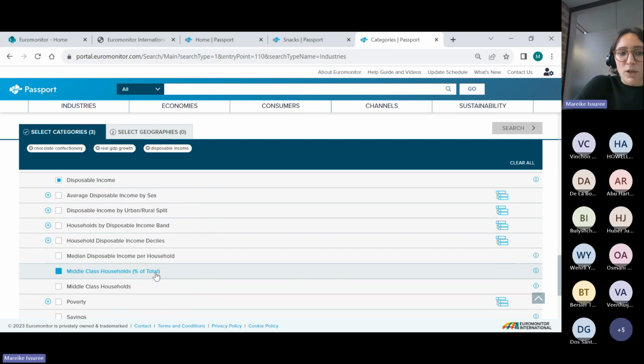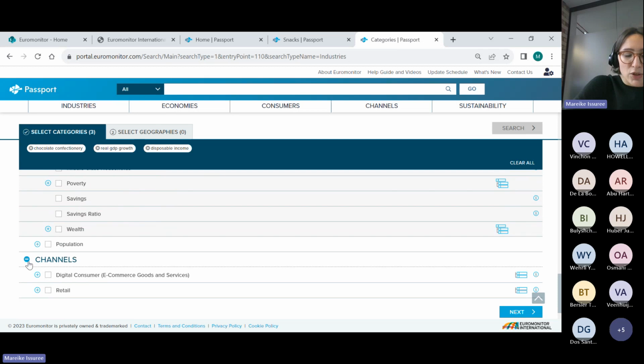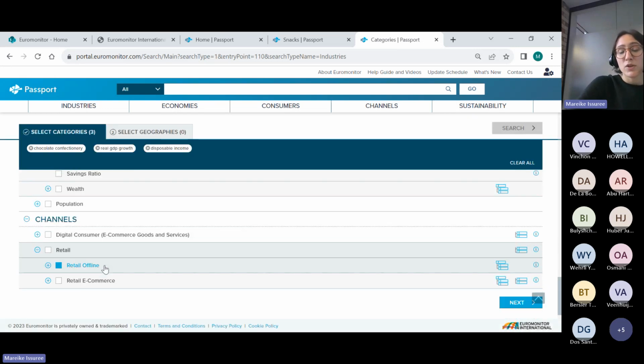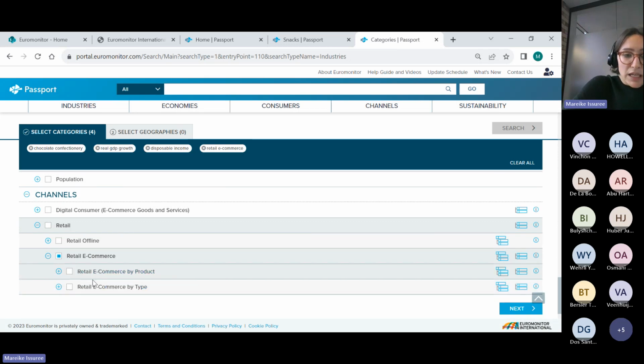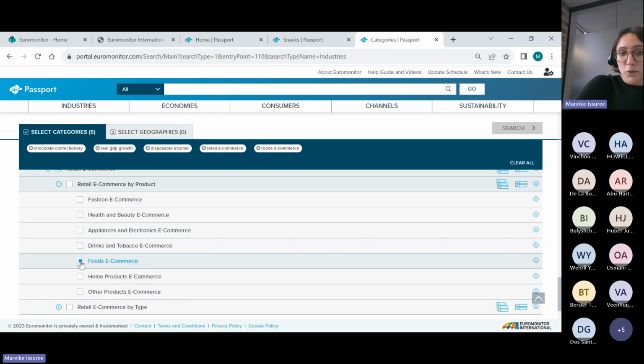And then lastly, I want to select an indicator from channels, which I can do. So I want to learn about maybe e-commerce, if there's already a large market for e-commerce in those countries, because I might want to decide whether to distribute my product purely through e-commerce. So I can simply select either the top category, retail e-commerce, or I can be more specific and go into retail e-commerce by maybe product, and look into specifically foods e-commerce. So that will look at then the total sales of foods going through e-commerce in a specific market.